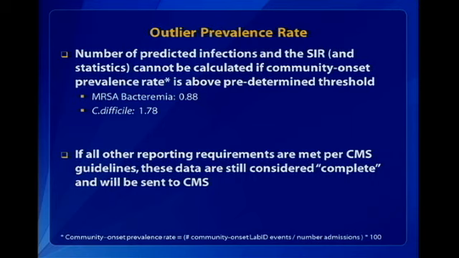So there may be a time when you have an outlier prevalence rate. And in this case, the number of predicted infections and the SIR, as well as the statistics, cannot be calculated. And this occurs if your community onset prevalence rate, which is the number of community onset LabID events divided by the number of admissions, is above our predetermined threshold. So for MRSA bacteremia, that's 0.88. For C. difficile, that's 1.78. And these we came up with when we first risk adjusted the data. They're very, very high for a prevalence rate.